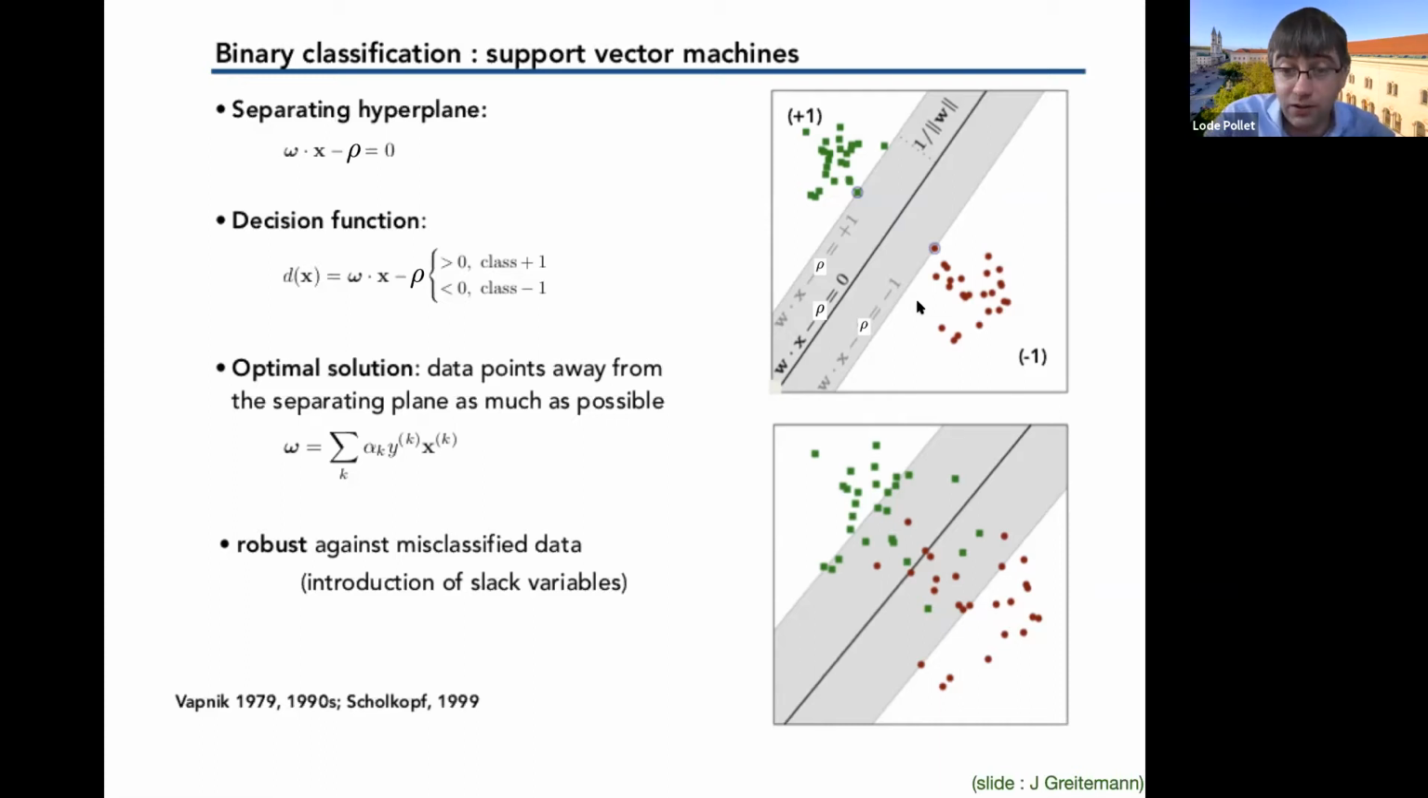Fortunately, you can relax a lot of the hidden assumptions. So first of all, such algorithms are rather robust against misclassified data. So if you are in a situation in which a lot of data are initially misclassified, so you have like these green squares here below the line and some red dots above the line, it will still work, but you have to introduce some slack variables.